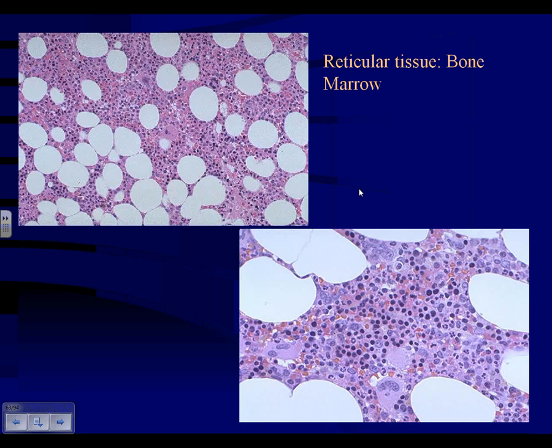So again, that's why it's important to know what's normal with the site you're dealing with, because when you get an FNA and you say, wow, this looks like epithelium in the middle of this bone, you have to explain that.